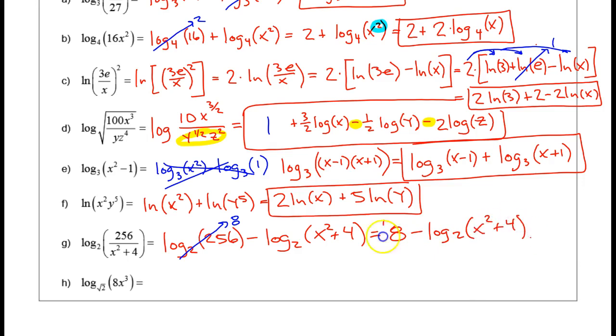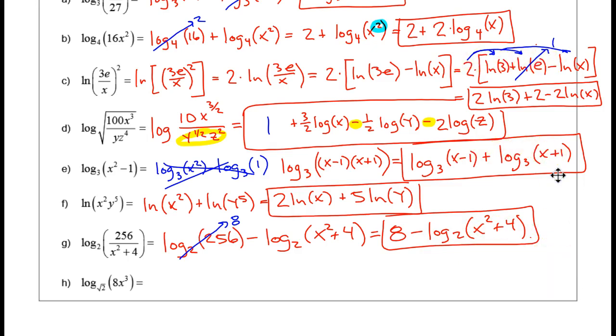Now I have a question for you. Can you simplify the log base 2 of the quantity x squared plus 4? The answer is no. Because inside the parentheses there, x squared plus 4, I cannot rewrite that as a product. I cannot rewrite that as a quotient. I cannot rewrite that as a power. So that right there is its final, most simplified form.